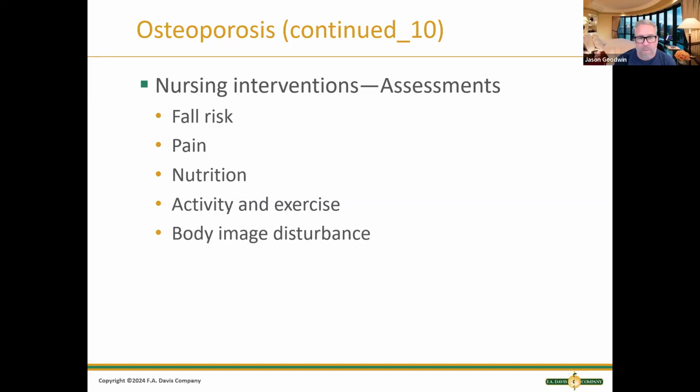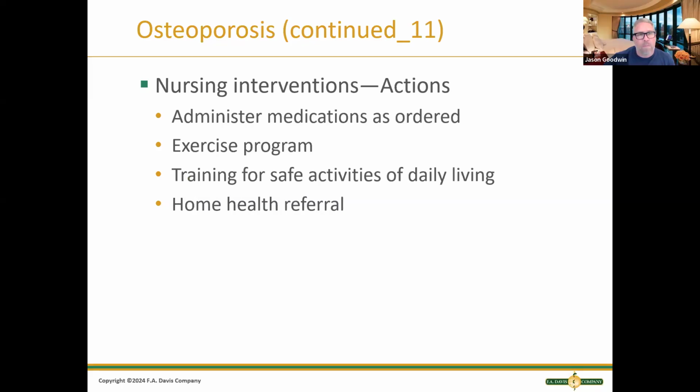And then finally, body image disturbance. So skeletal changes can cause different scenarios, right? Like people that have really bad kyphosis, it can have a visual change. You can have lower extremity length changes and difficulty with clothing fitting appropriately, right? So all of these things can be associated with self-esteem. And it happens to all of us when we get older, these physical changes as well. But that doesn't mean you're okay with it. So it can cause those issues.